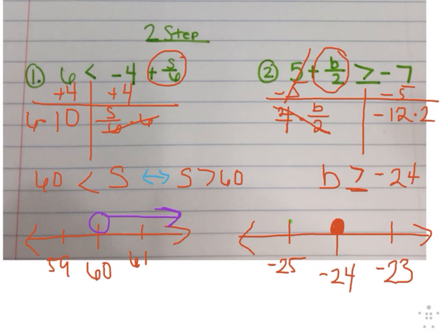Now it says b is greater than or equal to negative 24. So all my numbers to the right are greater than, so we're going to go ahead and shade to the right.